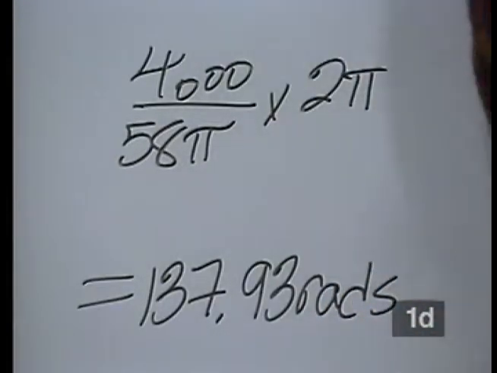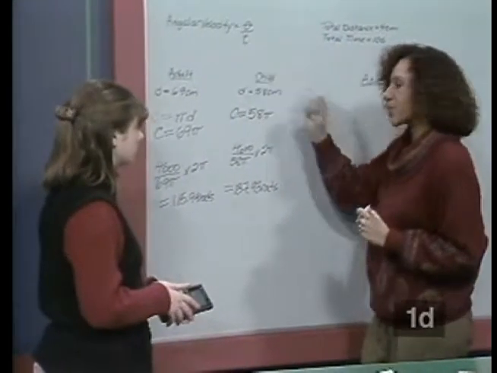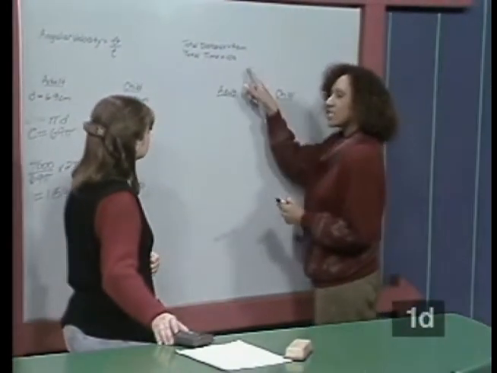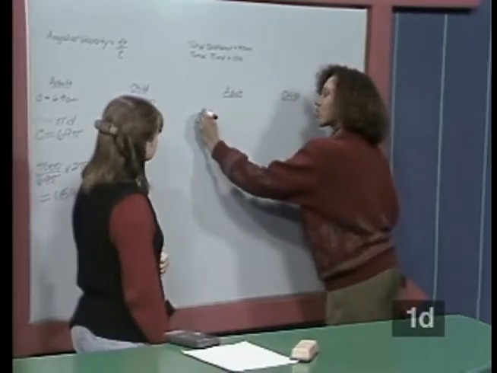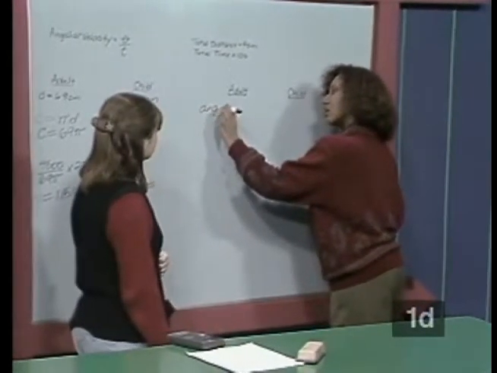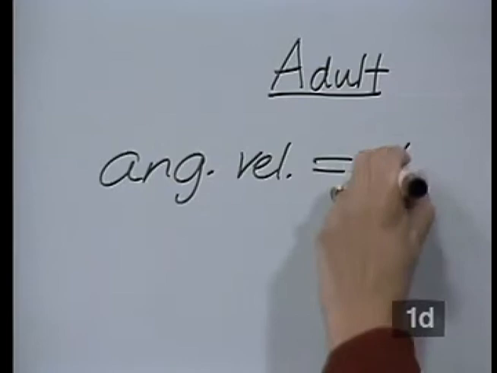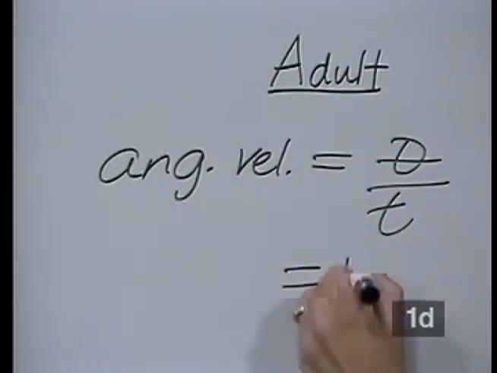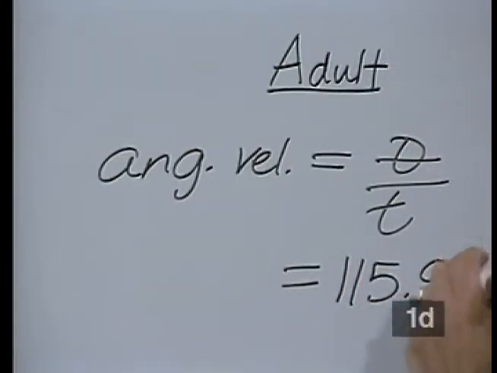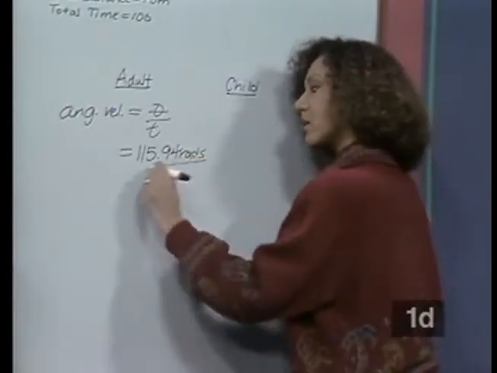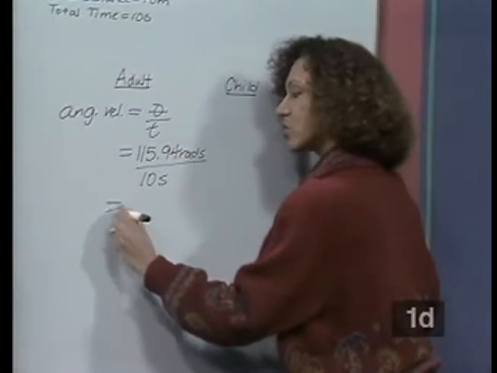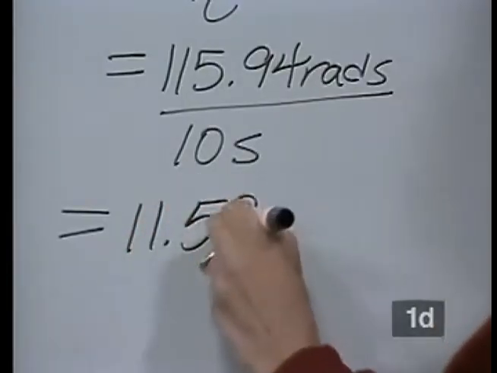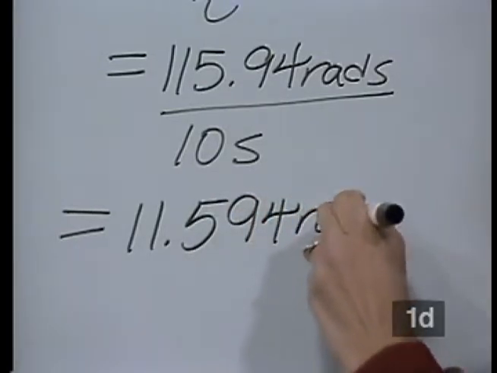Now, that's not our angular velocity. We need to take that measurement now and substitute it into our formula. The total time it took them to cover those 40 meters was 10 seconds. So the angular velocity of the mother, theta divided by t, is? It would be 115.94 radians divided by 10 seconds. Divided by 10 seconds, which of course then is? 11.594 radians per second.